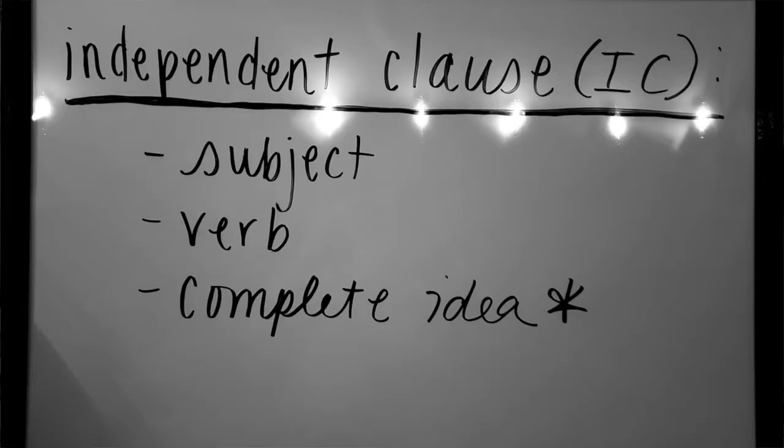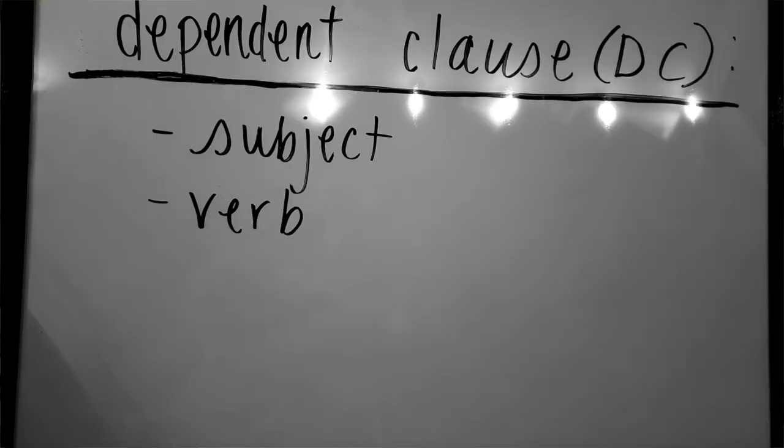Alright, so basically there are two types of clauses. One is independent, the other is dependent. An independent clause is basically those three things together. Subject, verb, complete idea. A dependent clause is when we have a subject and verb unit together, but that's it. No complete idea, right?